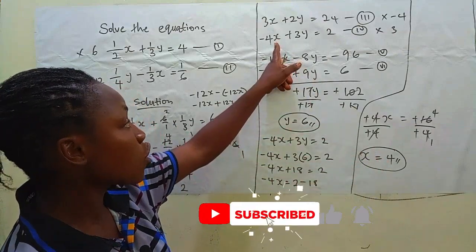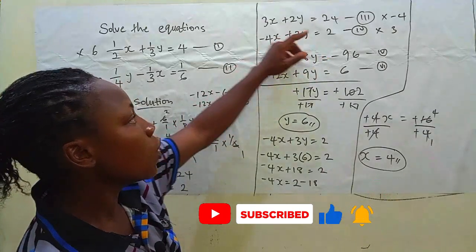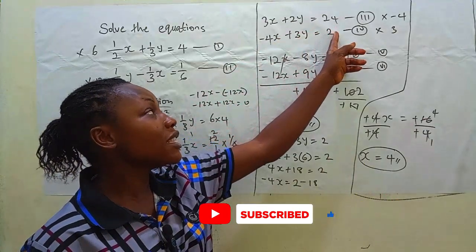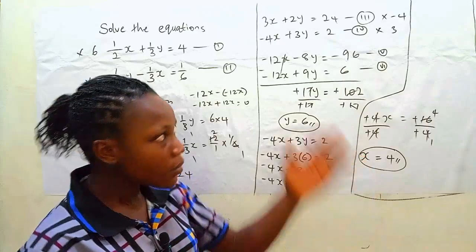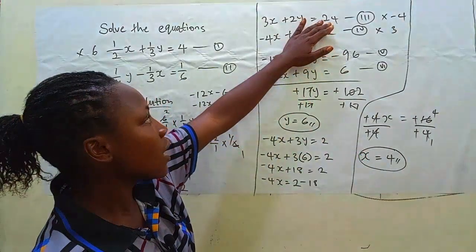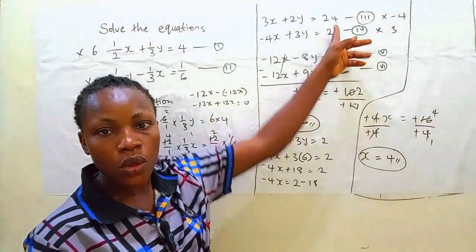So here we are going to have 4 here, and we're going to have 6 here. After you have added them, if it gives you 2, that means your answer is right. Likewise this one, after substituting them, if it gives you 24, that means your answer is right.